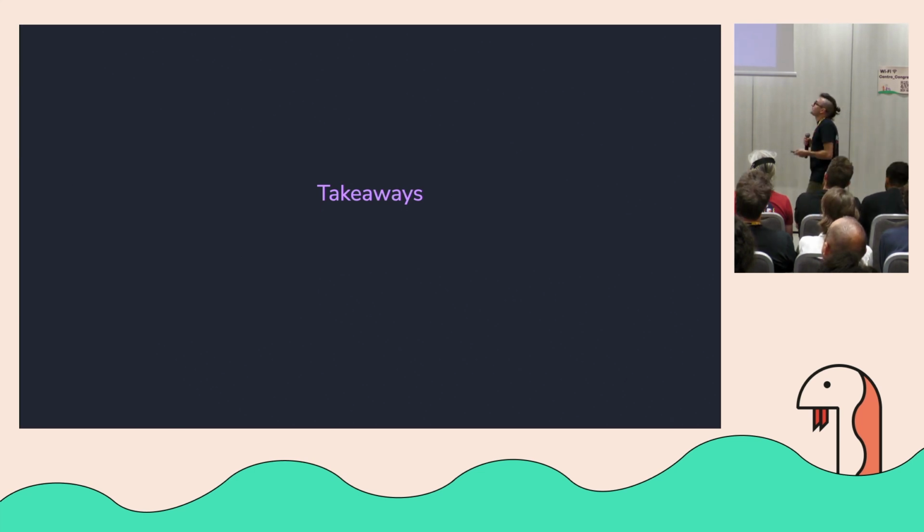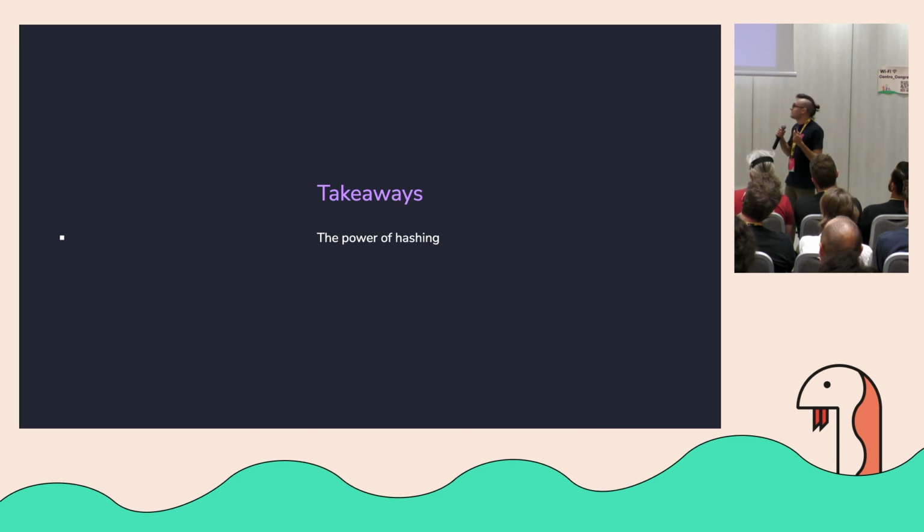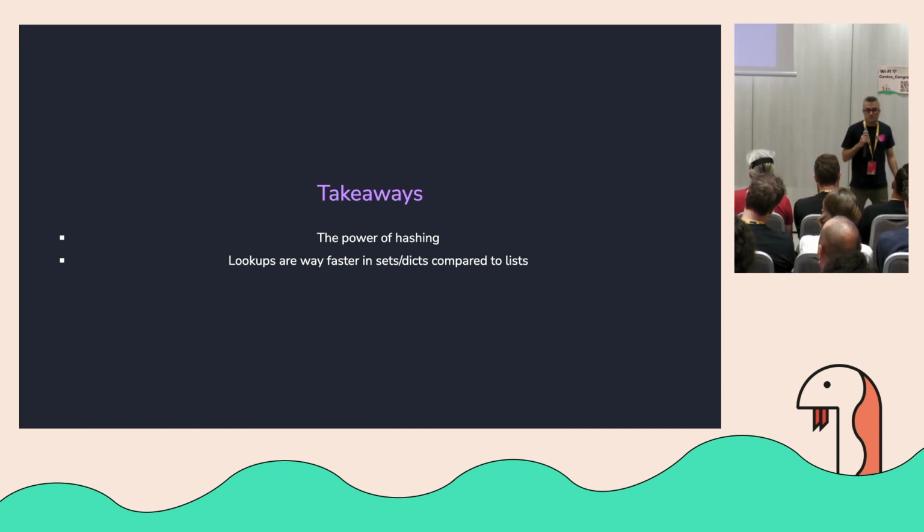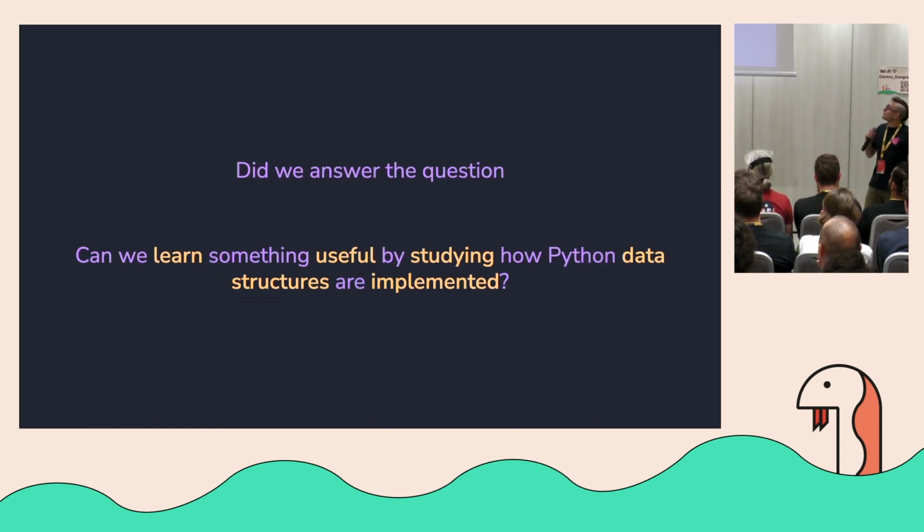What can we learn from this? I guess the power of hash functions. You can use them for a lot of things, like, for example, to check the integrity of a file, and many other things, security and so on. Of course, lookups are way faster on dictionaries and sets than lists, because you access values directly in memory. Okay, so did we answer the fundamental question?